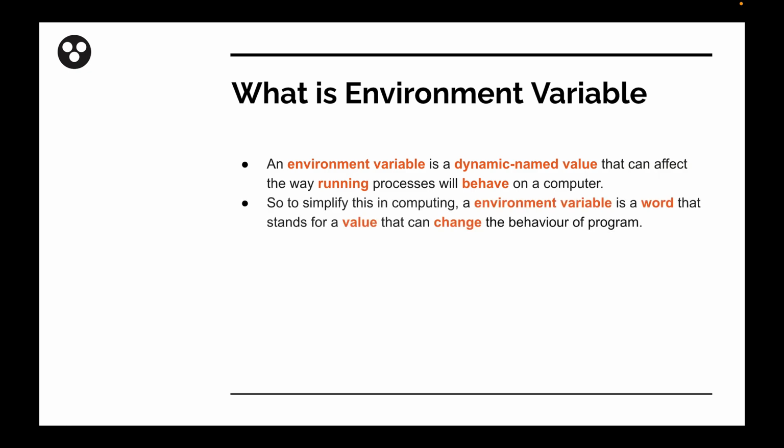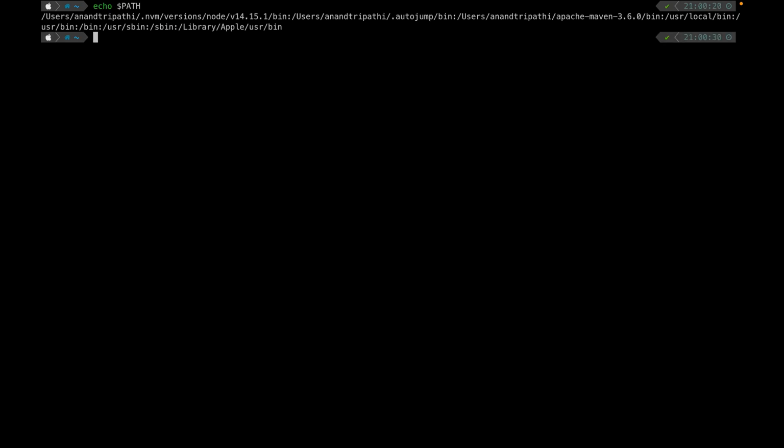In simple terms, environment variable is a word that stands for a value that can change the behavior of a program. And you have seen many examples of environment variables already, I guess, like HOME, PATH, PYTHONPATH, PWD, that is present working directory, and HOSTNAME. If you check PATH, you will see absolute paths of directories.